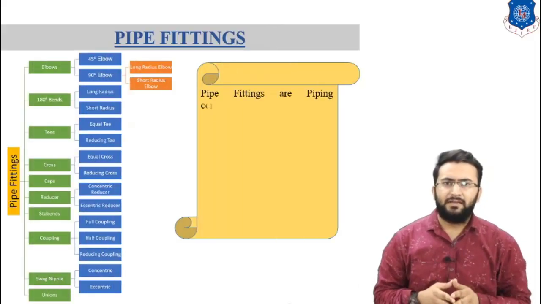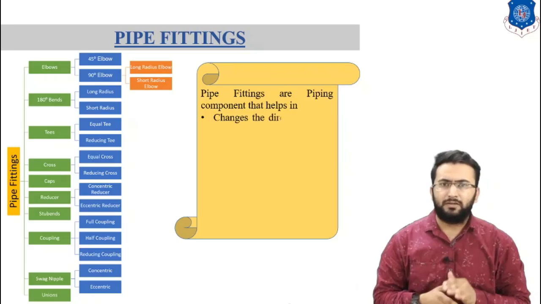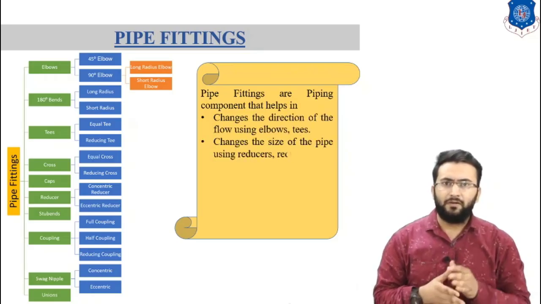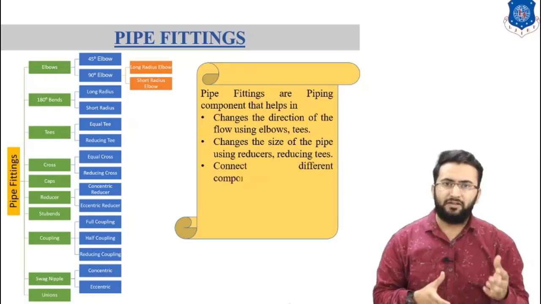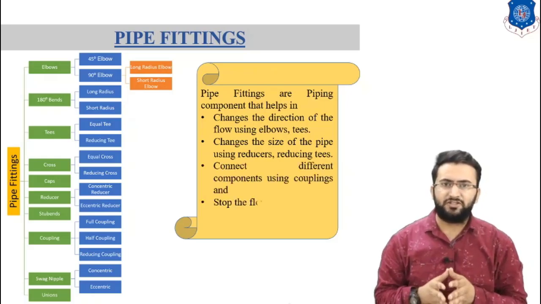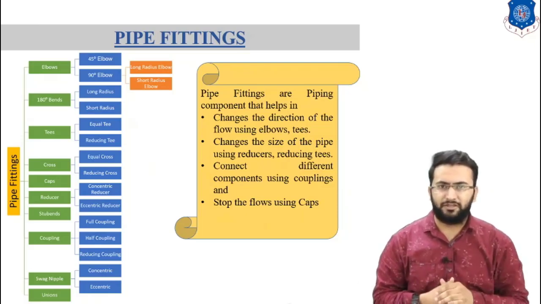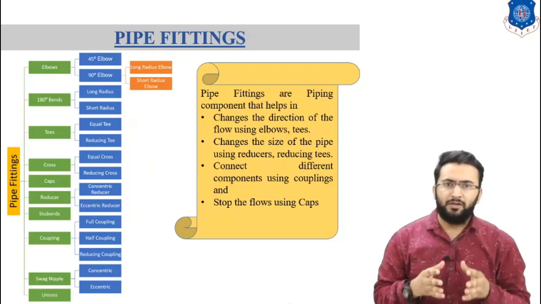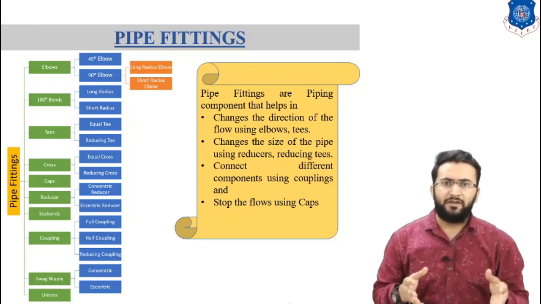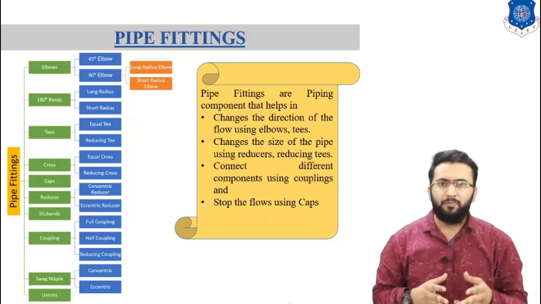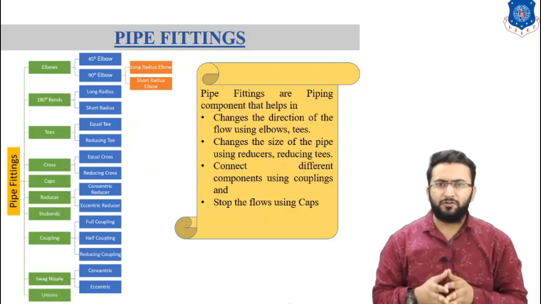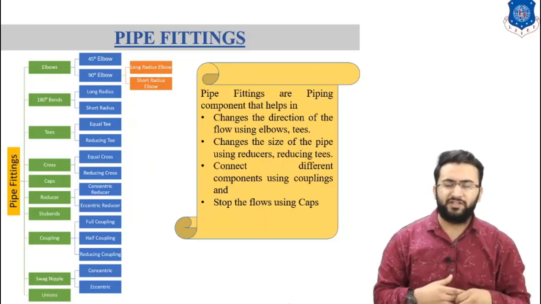Pipe fittings are piping components that help in the change in direction of the flow using elbow and T's. They are also used for the change in size of pipe using reducer and reducing T. They are also used to connect different components using coupling, such as a pump, blower and different types of valve. They are also used to stop the flow using cap.